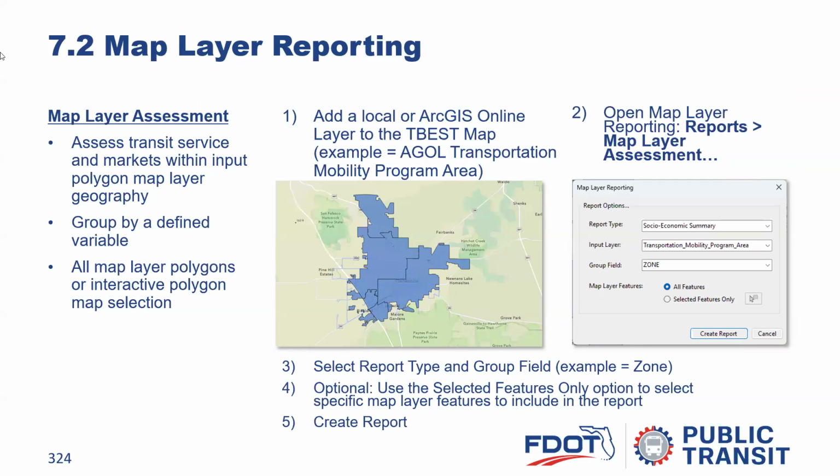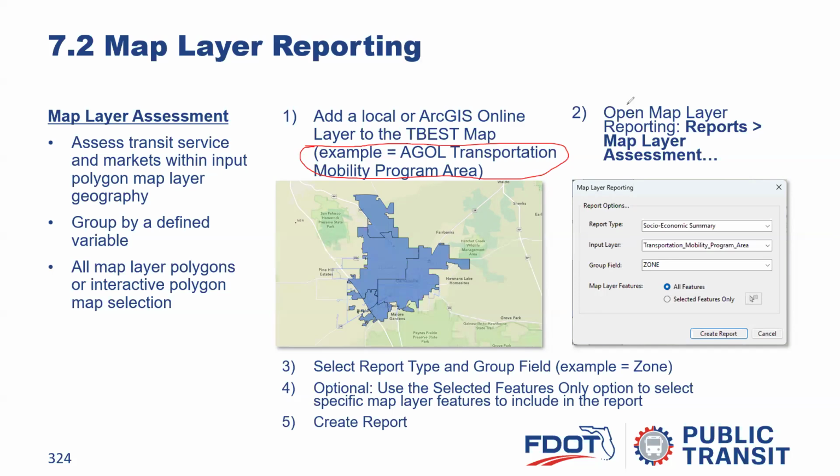That means that I can add a layer. And in the example here, we have a local or ArcGIS Online layer. This example is showing an ArcGIS Online transportation mobility program areas in the Gainesville area. So it has about, I think, 5 or 6 different areas that have been defined. And this is just from ArcGIS Online. They're publicly available. So we just grabbed this layer from ArcGIS Online and added it to the TBES map.